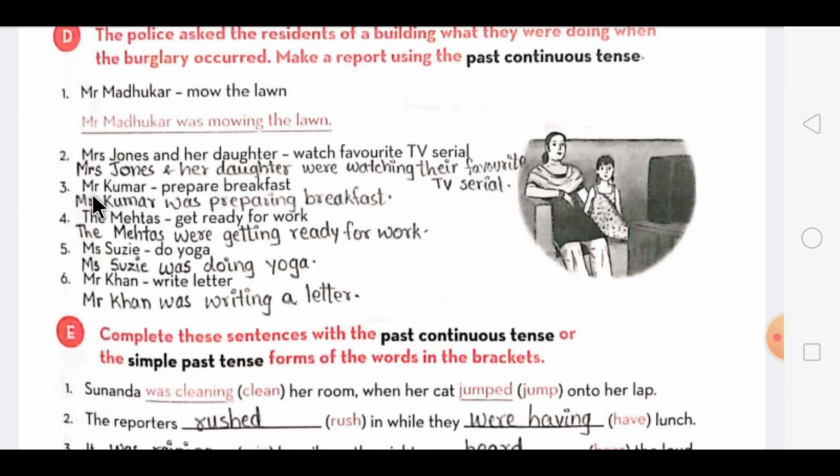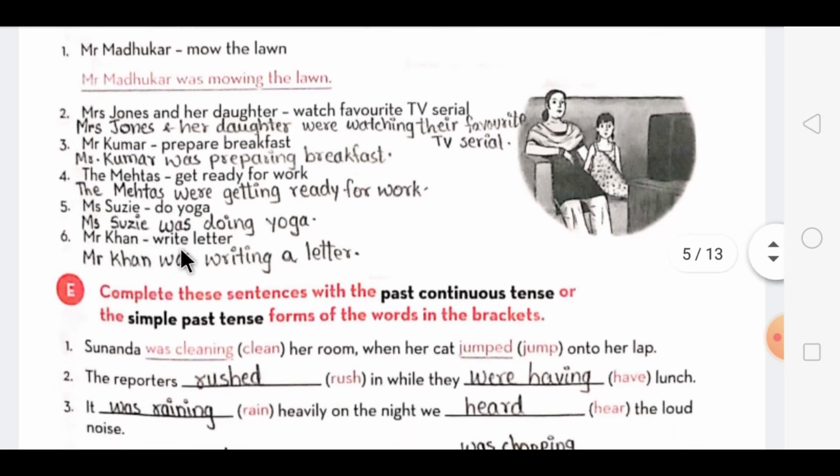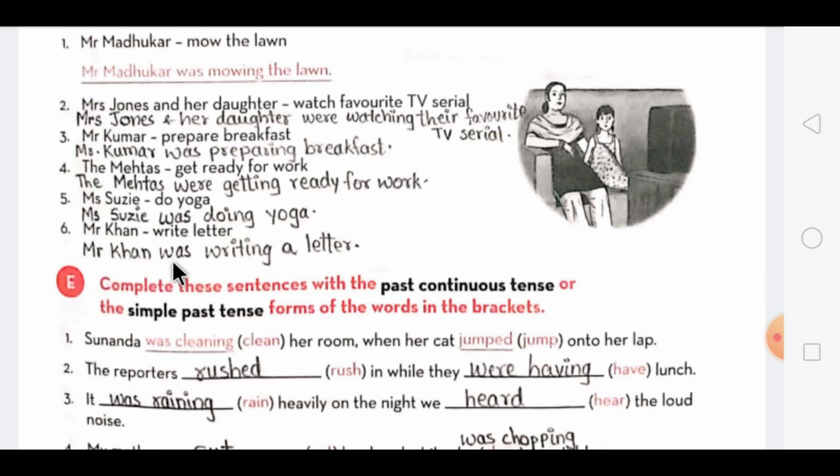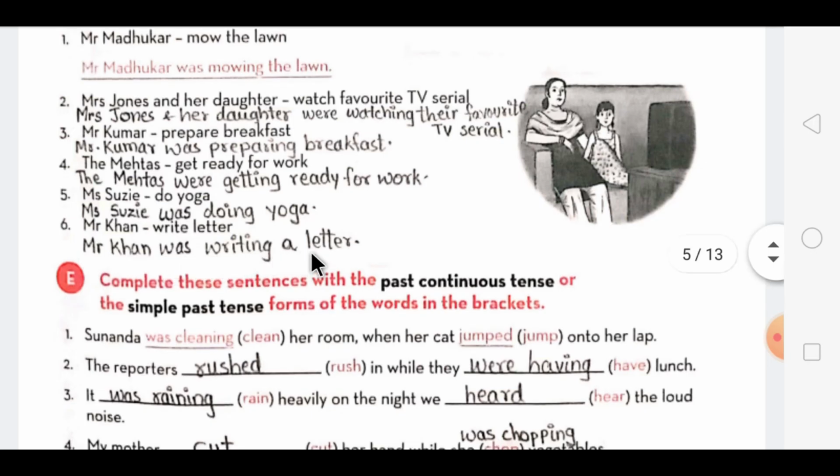Then the third one, Mr. Kumar prepare breakfast. In this here the subject is singular, we will use Mr. Kumar was. With that ing form of prepare, that is preparing breakfast. The Mehtas get ready for work. Now the Mehtas means it is a plural form. We will use were plus getting means ing form of get, that is getting ready for work. Then the fifth one, Miss Susie go do yoga. So in that this is singular, Miss Susie plus was plus ing form of do, that is doing yoga. Then the last one is Mr. Khan write letter. Here Mr. Khan, that is singular form, so was will be used plus ing form of write, that is writing a letter.